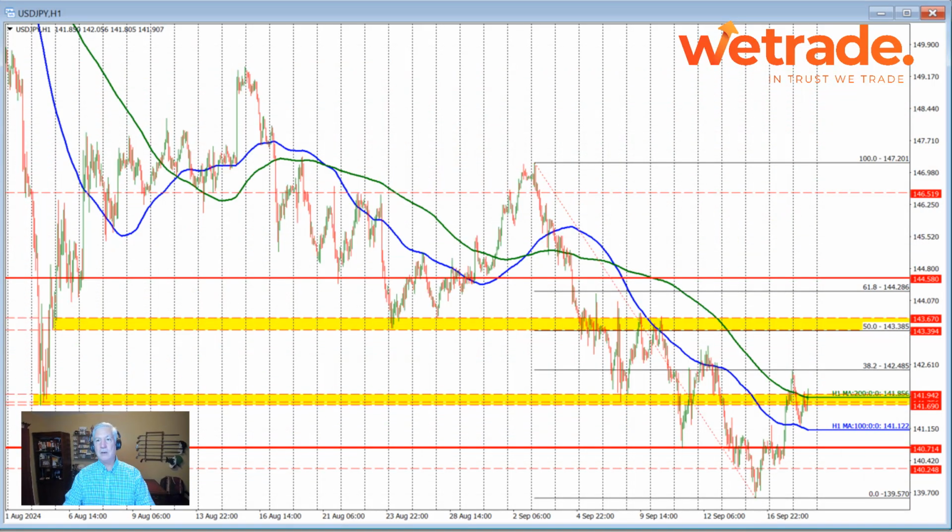Let's take a look at the dollar versus yen next. What we've seen over the last two days is pretty standard technical stuff.